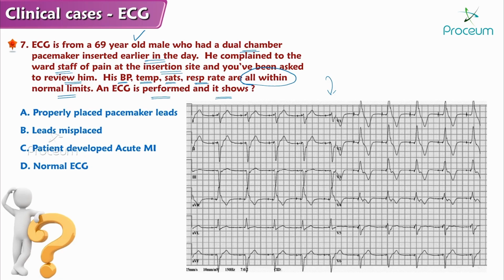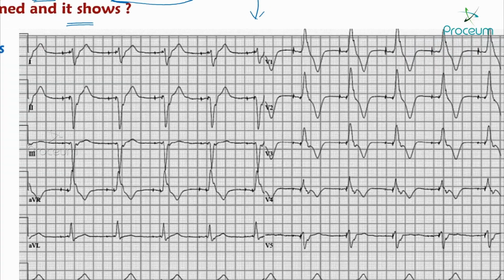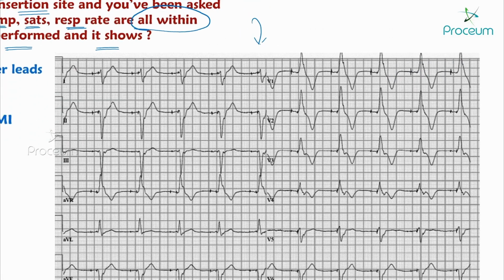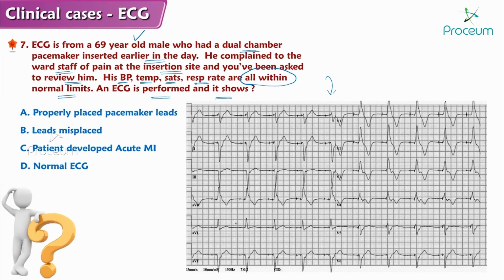Now you zoom this properly and then observe. Mainly you need to concentrate your vision on lead V1, as well as lead V6. So this is your V6. Now properly observe what that is. First I'll give you the answer, then I will give you the explanation as well. The answer to this question is that in this patient the leads are misplaced.